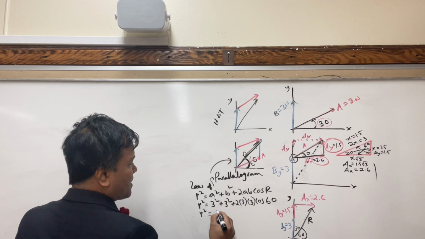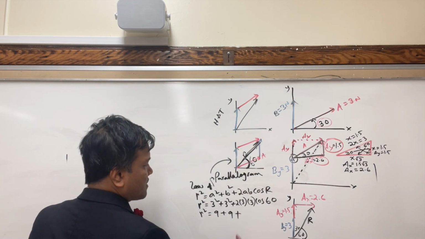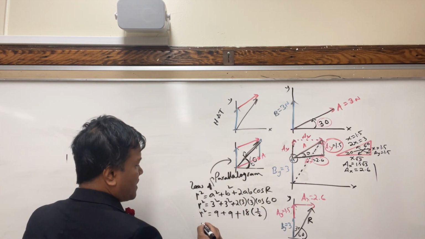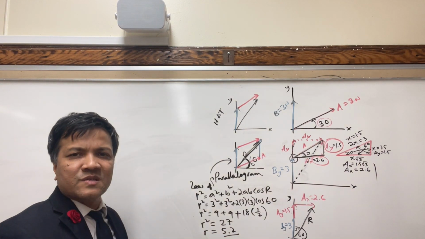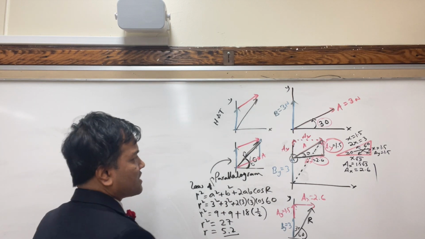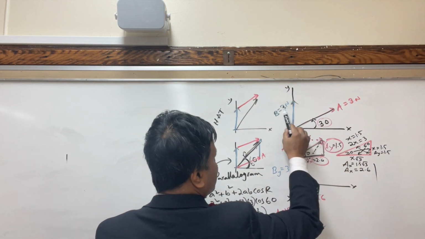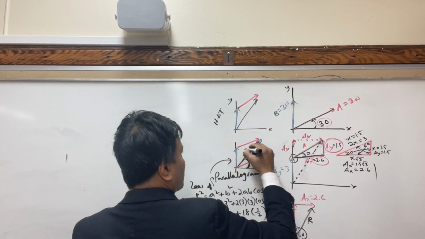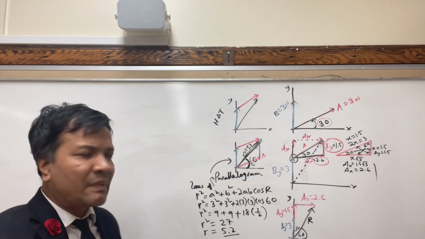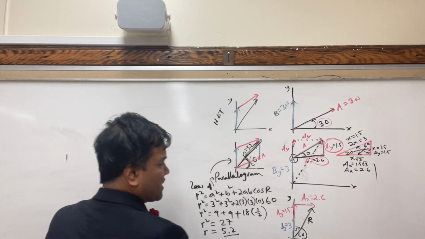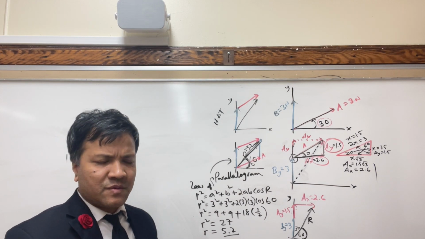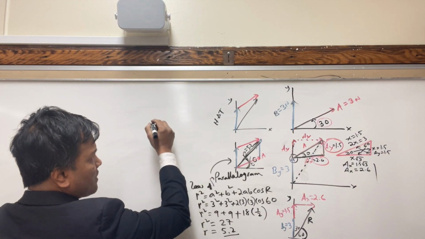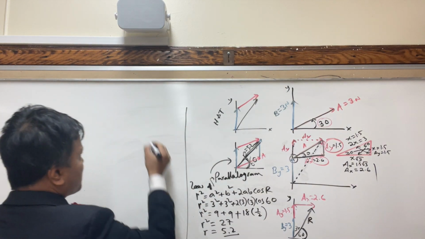So r squared is 9 plus 9 plus 9, so r squared is 27, r is 5.2. This is how you can find that a plus b is 5.2. And the angle is 60 degrees. We're going to find the angle different ways. So let's do the trigonometry now. Let's do the geometry. So geometry.